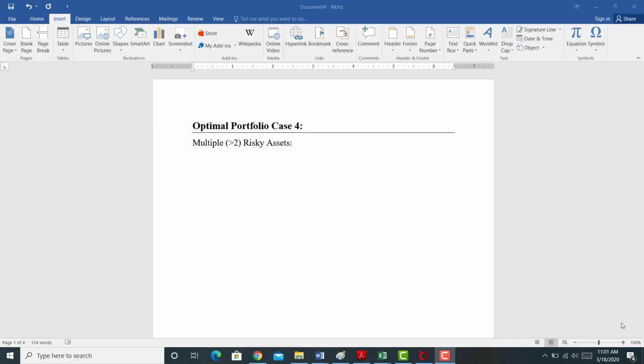Last but not least, we're going to work our final optimal portfolio case. This is case 4. This is probably the most relevant. Here we're working on finding an optimal portfolio of multiple risky assets. So you can think of it as wanting to put together a portfolio of 5 or 10 or 15 stocks or funds to be well diversified. We're going to cover that here in this video and in a subsequent example. All right, let's talk about this.